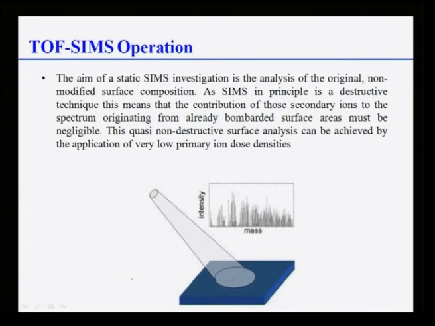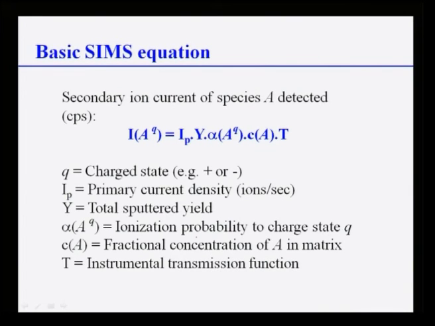SIMS and time of flight operations are actually very popular. It is an extractive technique. You can remove the sample and measure the secondary ions, and then layer-wise removal is possible, measuring the compositions one by one. So that's why it is used. So you have a sputter, time of sputter ions, and then time of flight, and then an online mass spectrometer. We should also know some aspects about the intensity of the secondary ions, and this is basically equal to I P Y alpha A Q C A T.